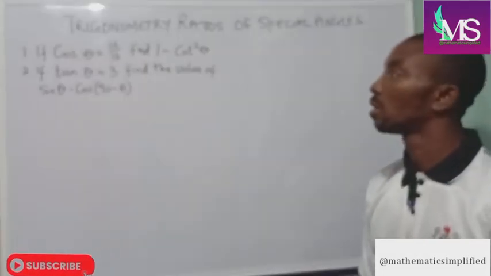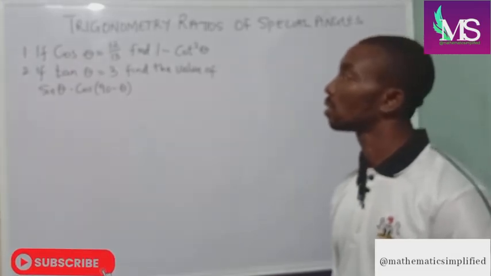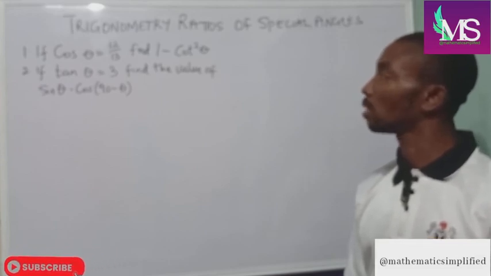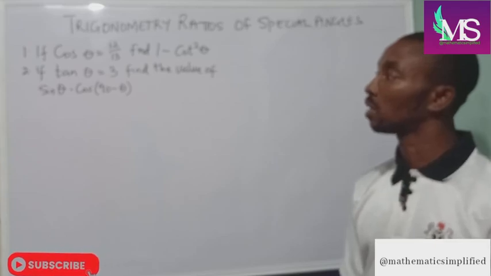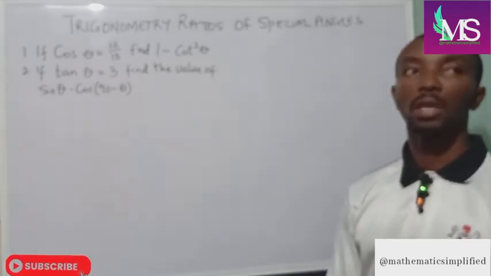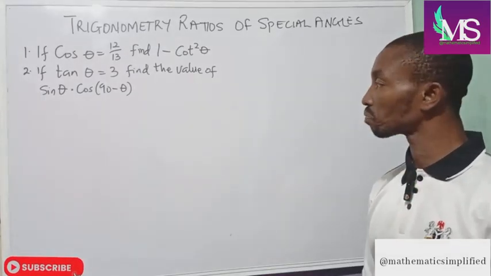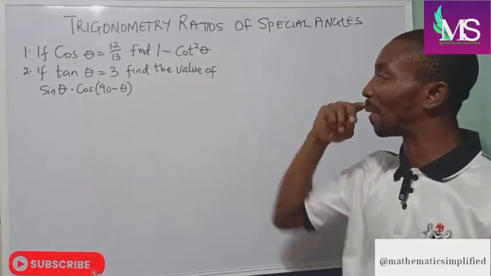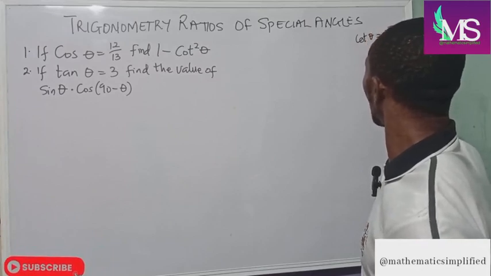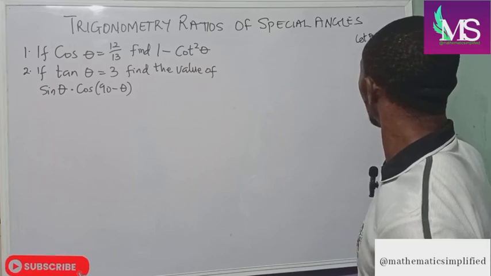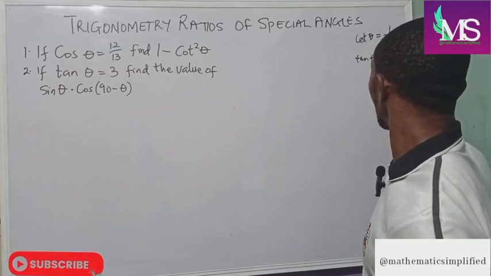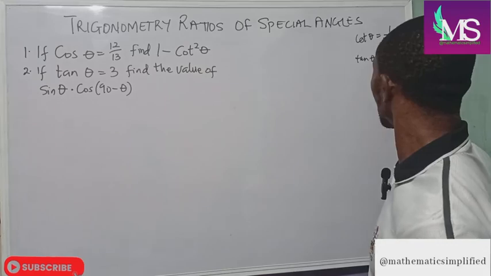If cos theta equals 12 over 13, find 1 minus cos squared theta. And 2, if tan theta equals 3, find the value of sine theta times cos 90 minus theta. Now it's important to remember that our cot theta equals 1 over tan theta, and tan theta equals opposite over adjacent.